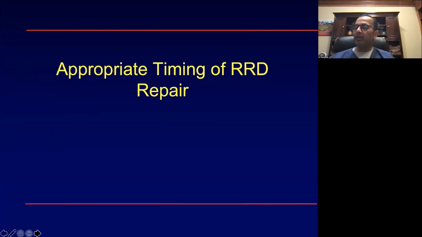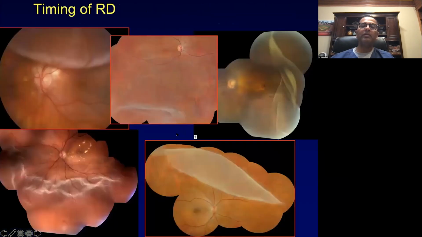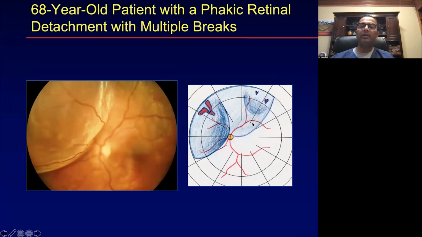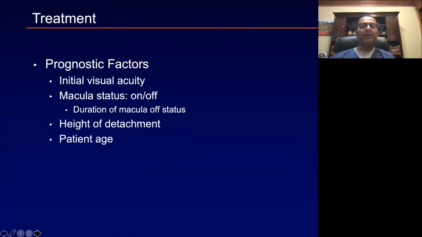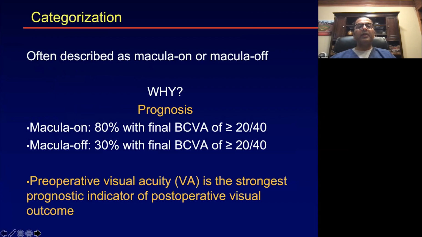Now, what about timing of retinal detachment? We're often asked, when should we do this? Here's a patient who has a macular threatening detachment. Timing is always difficult with availability of OR resources, and each person's situation, so we have to keep that in mind. This shows different types of detachments. Timing is much more important for, let's say, a giant retinal tear versus an inferior detachment. So we look at the prognostic factors: acuity, macula on or off status, height of detachment, and patient age. Preoperative visual acuity is really the strongest indicator of postoperative visual outcomes for retinal detachments.